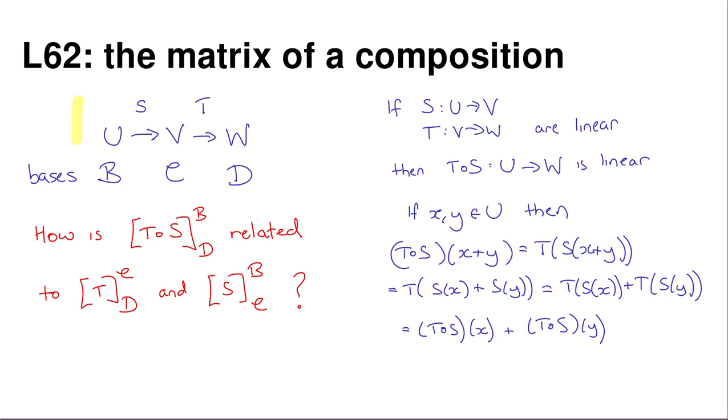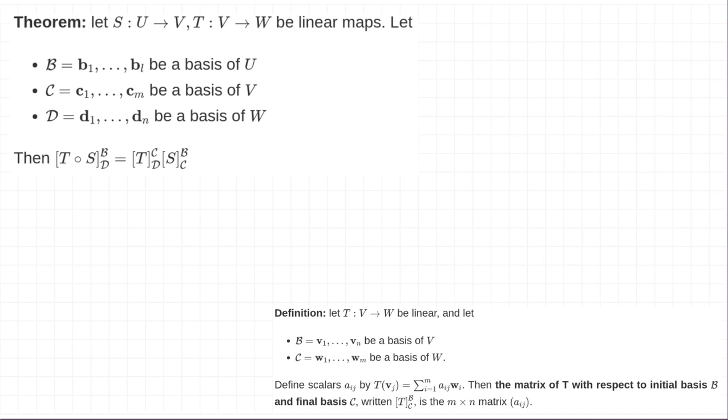Well, of course, the answer is that you get the matrix for T composed with S by multiplying together the matrix for T and the matrix for S. And that's the theorem which we're going to prove during the rest of this video.